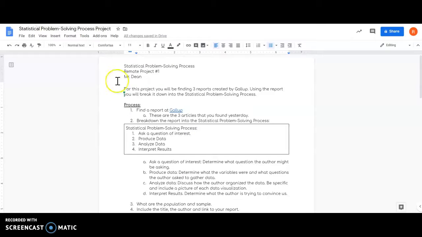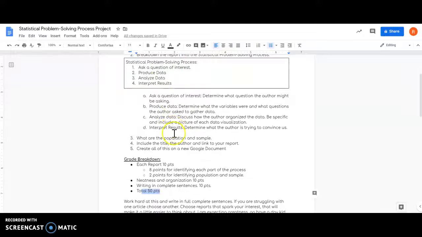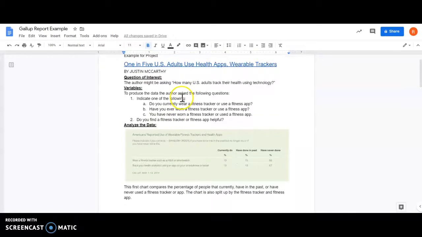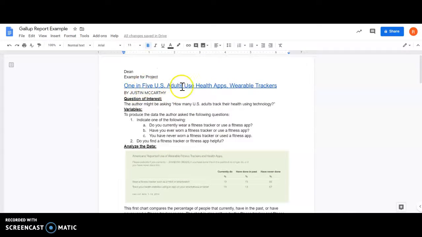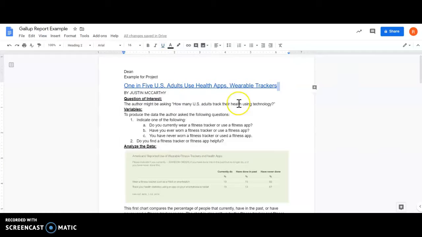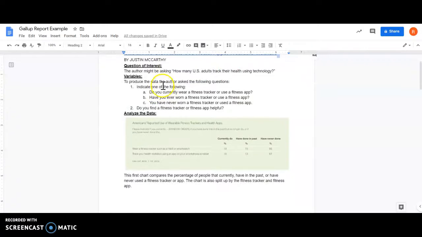But going through each of that, so I chose my article. It's that one, and I first want to make sure that I include the title and author and link to your report. This is going to be in the organization category. So if you don't have this, I don't know what it is. So here's my example. So 1 in 5 U.S. adults use health apps / wearable trackers, and it was written by Justin McCarthy. And then I have the link connected to it there.